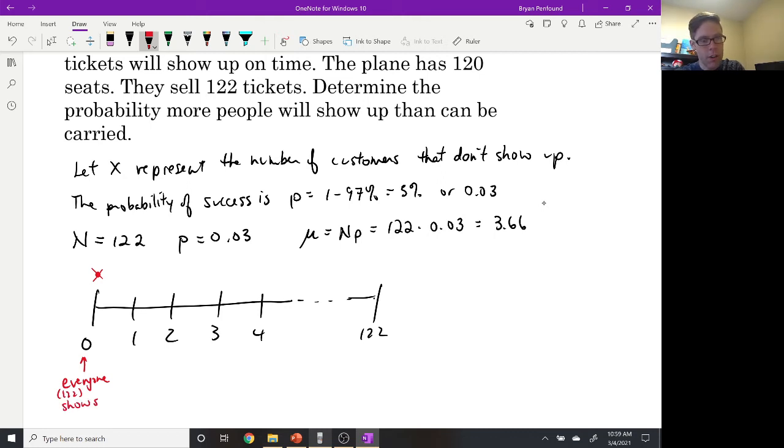Okay, and that's no good for the airline. Next up, if x is equal to 1, this means one customer does not show up. That means 121 people have shown up, but the plane only has 120 seats. So again, the airline has kind of screwed themselves up here. This is 121 people show.